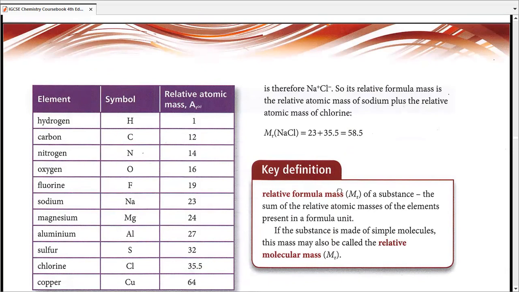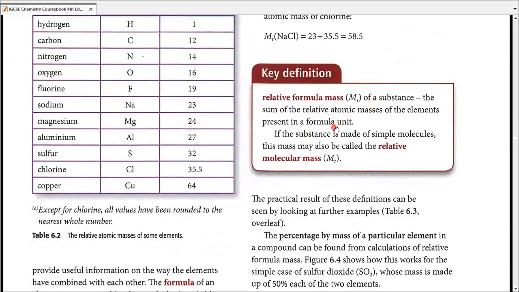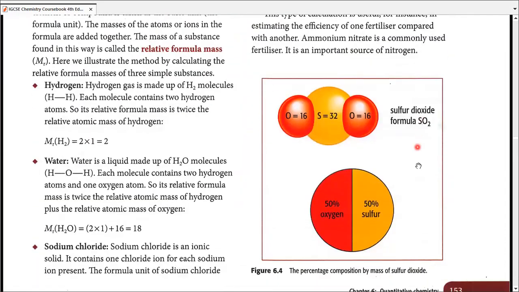So we define relative formula mass as the mass of substance, or simply speaking, the sum of relative atomic masses of elements present in a formula unit or in one formula of the compound. Now, if the substance is made up of simple molecules, mass may also be called a relative molecular mass or Mr. Formula mass is actually the term that we commonly use for ionic compounds. Now, when we discuss it like that, we can always get to the percentage composition. Percentage composition is pretty easy when it comes to that.